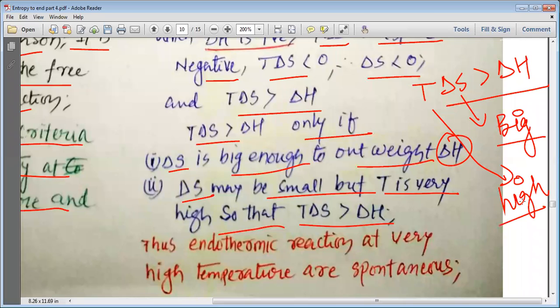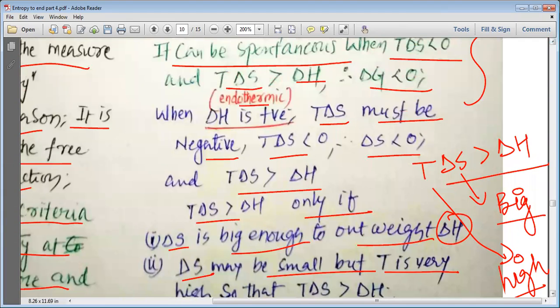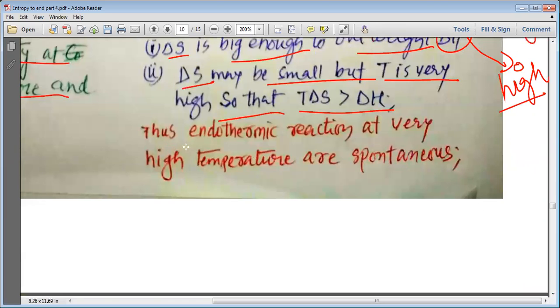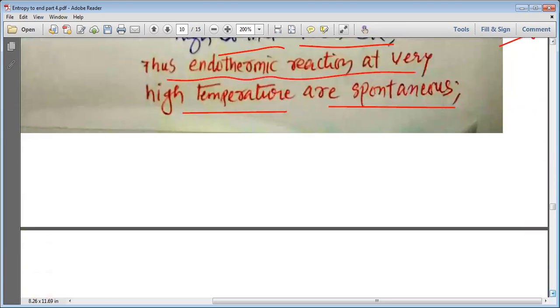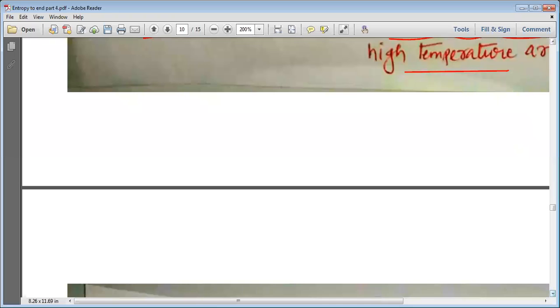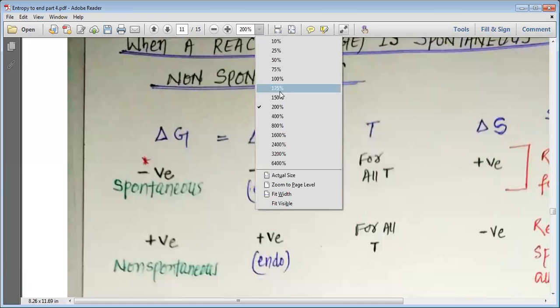So these are the two conditions where endothermic reactions can also be made spontaneous. Thus endothermic reactions at very high temperature generally are spontaneous. So those reactions in which energy is needed, if you maintain a very high temperature for them, they are going to be spontaneous reactions.